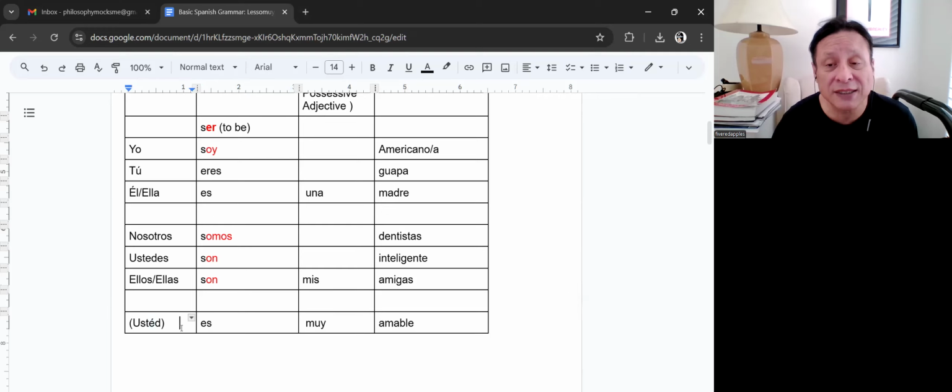Next. Okay, common uses of ser. We're going to go a little bit into ser because it is one of the biggest obstacles, one of the biggest hurdles, when you're learning Spanish. Okay, one use of ser is to state identity, right? To say what or who someone or something is, defining identity, identifying something.